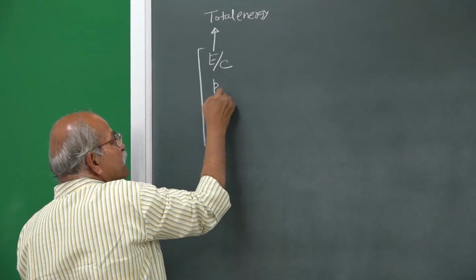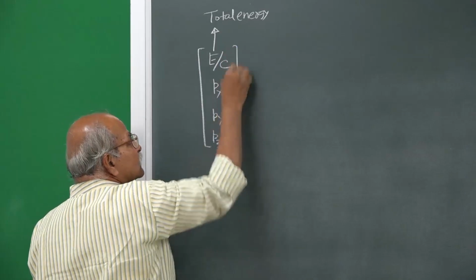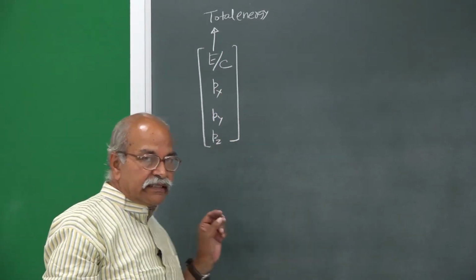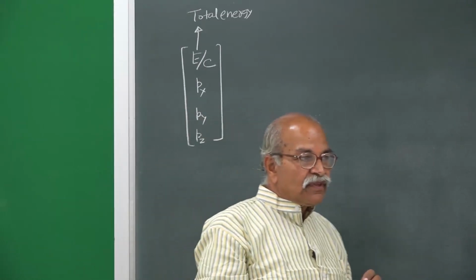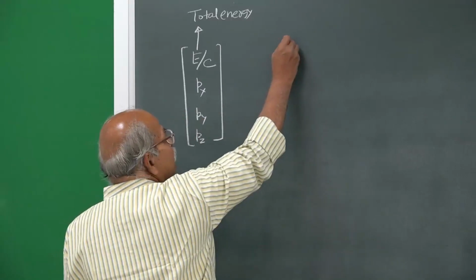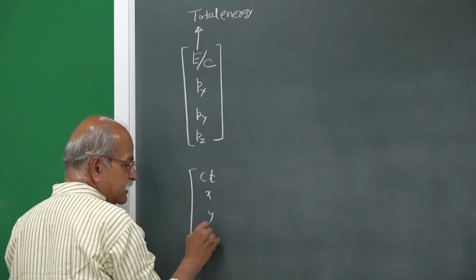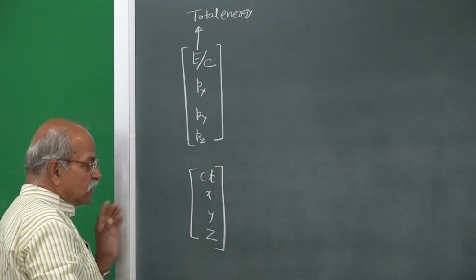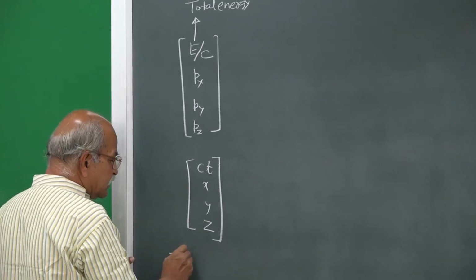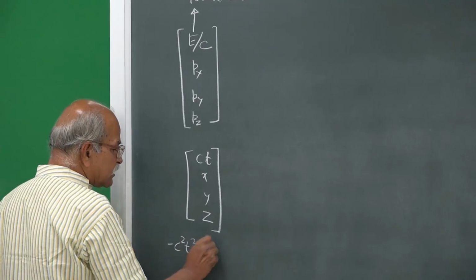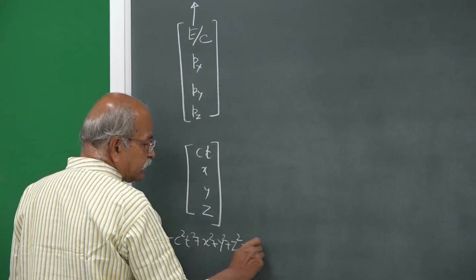And then Px, Py, Pz. So, this is the energy-momentum 4-vector, and you remember when we had the position 4-vector (ct, x, y, z). Now, these quantities have a very good combination which is invariant, and that is minus c square t square plus x square plus y square plus z square. It is an invariant quantity.